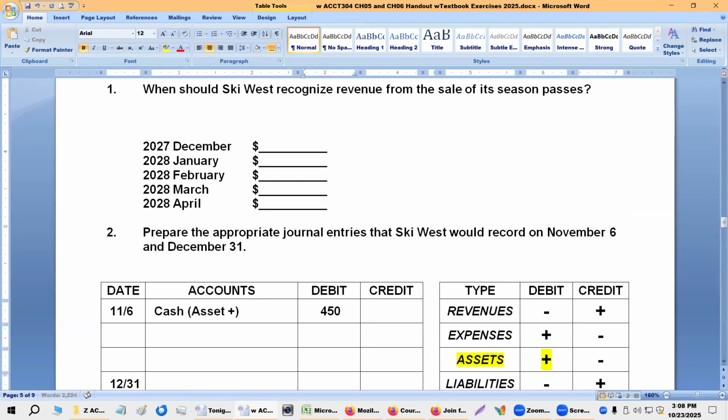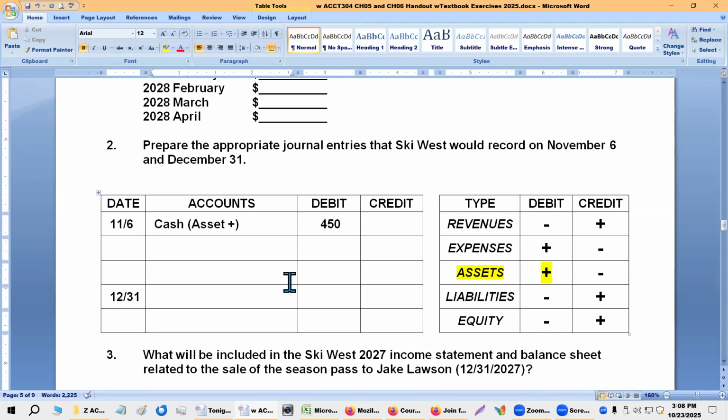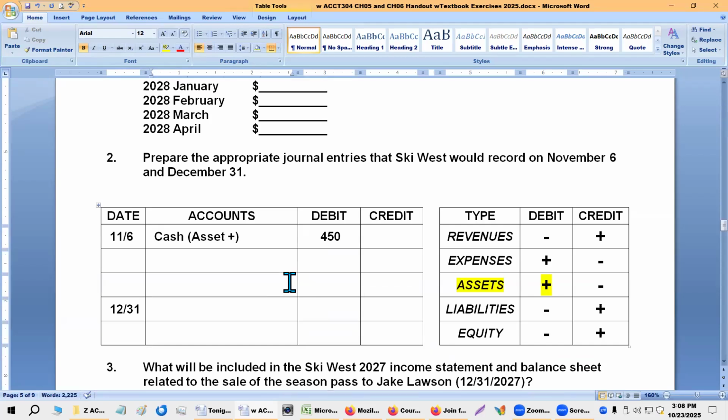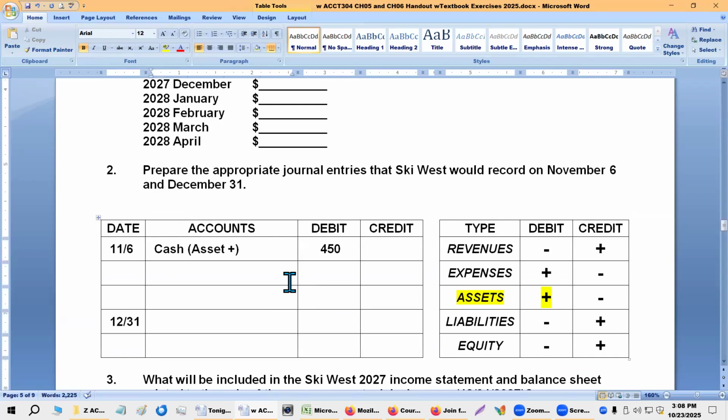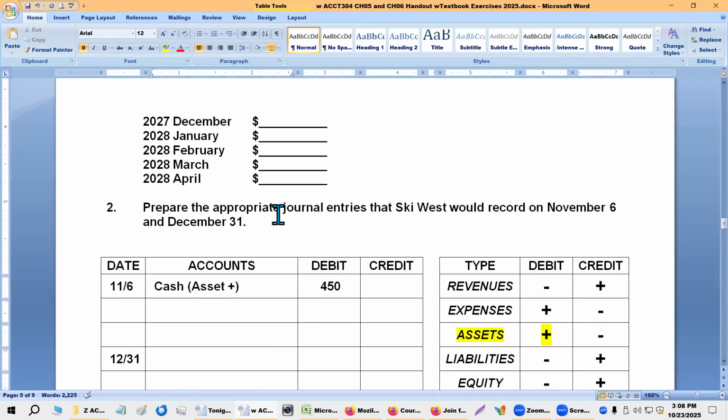Okay, so 450. So we're recording the cash. Now we haven't earned any of this revenue yet. Jake hasn't come. He can't come until December 1st. So this is going to be deferred revenue. The old term was unearned revenue. And for some reason, we changed that to deferred revenue, and this is a liability.